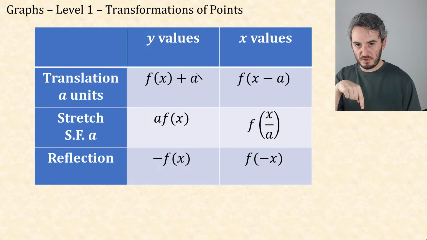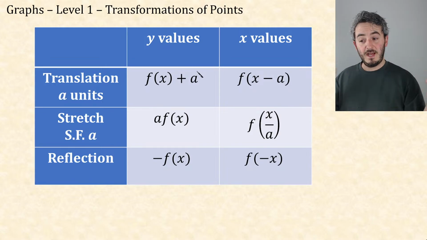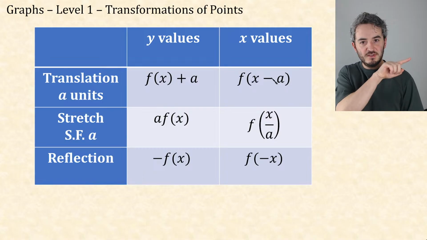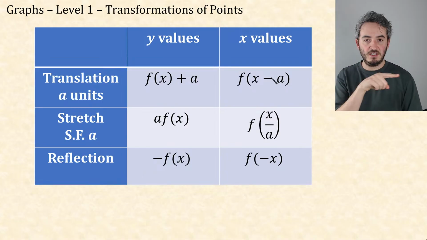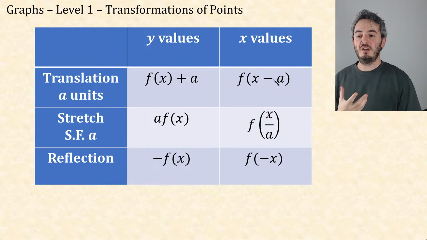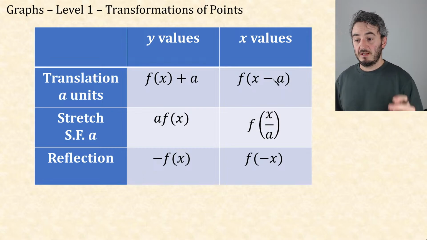Your head is going up and down. That tells you you're affecting the y values. And does it do what you expect? Yes. Look, you're nodding your head. It does what you expect. So this really is a translation of a units up as expected. This one here, we are inside the bracket. Oh no, we don't want to be inside the prison. Side to side, this is affecting x values. Does it do what you expect? No. Minus a actually sends it in the positive direction. So slightly silly technique, but there we go.